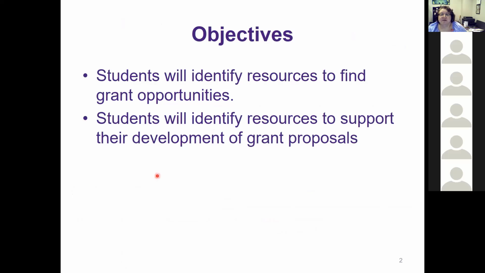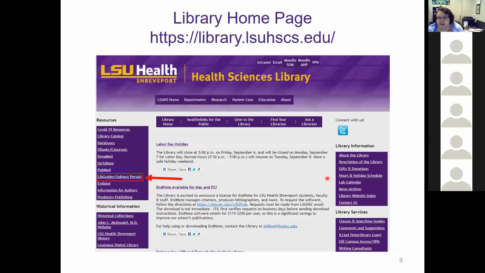Okay. So our objectives, you're going to learn how to identify resources to find grant opportunities, and there are many grant opportunities for graduate students. So I just wanted to let you know that. And the students will be able to identify the resources to support their development of grants. Part of this class is how do you write a grant, how do you develop it, and these resources are going to be very helpful for you as you're going forward with that.